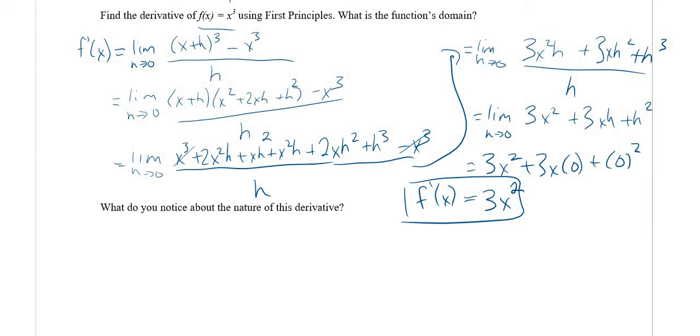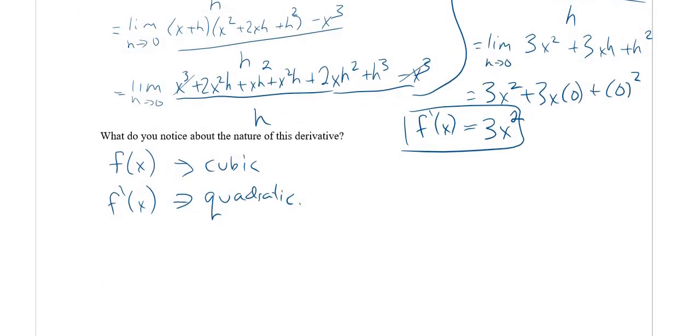Now, after this one, it's asking us the same question again. What do you notice about the nature of this derivative? Let's compare the original function to the derivative. The original function is x cubed, so that's a cubic. And the derivative is 3x squared, which is quadratic. So what you're going to notice through all these, whenever we have polynomial functions, when you look at the derivative, it's just going to be 1 degree less.